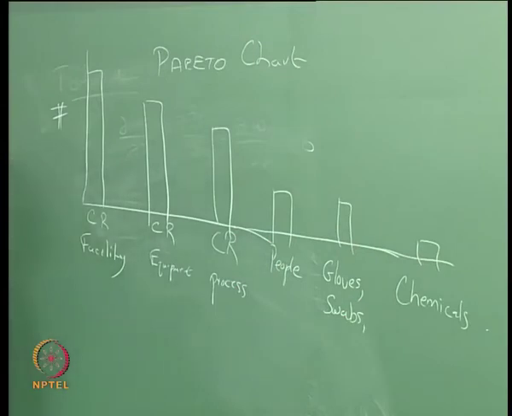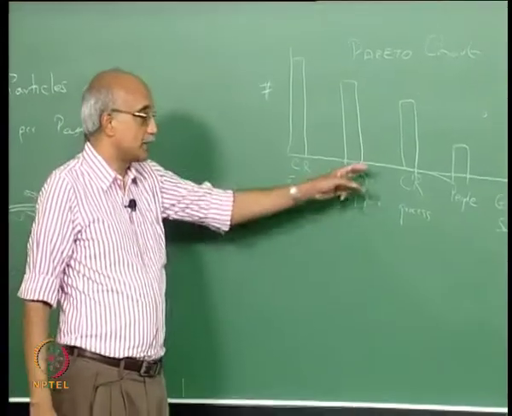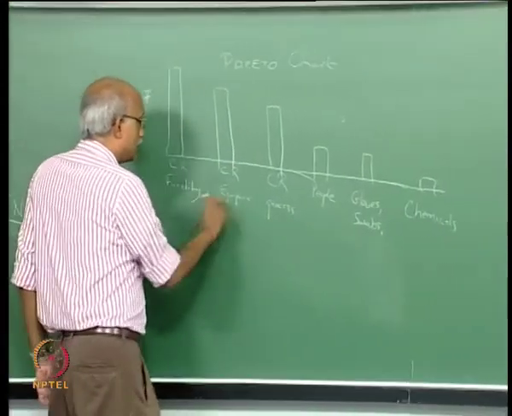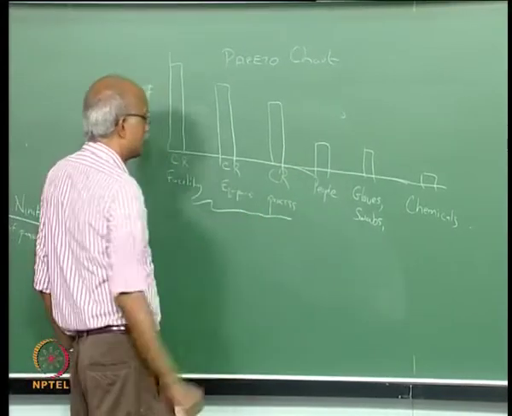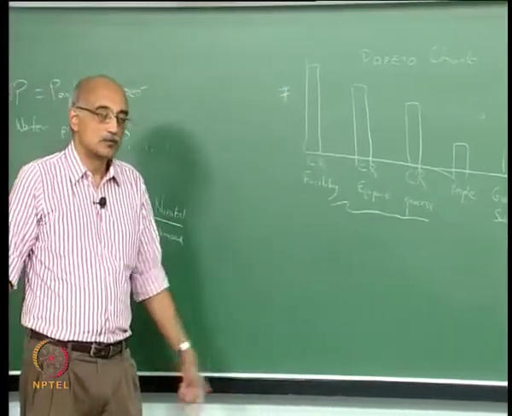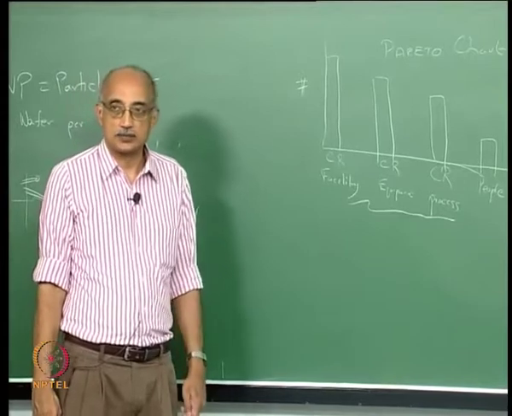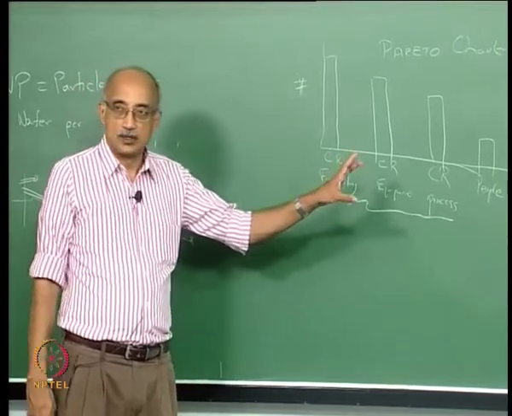So Pareto analysis simply says you draw these bar charts including all possible sources of particles in your process, and then identify the top hitters. For example, in this case we could say that even though these are all possible sources, these three contribute 80% of all particles in my process. So I am going to go after those.